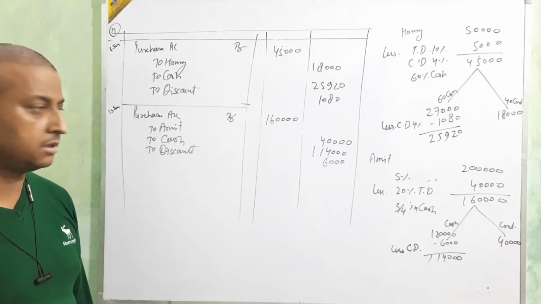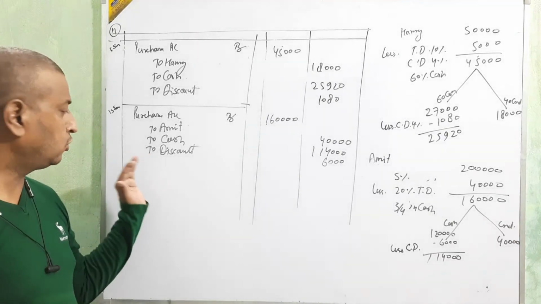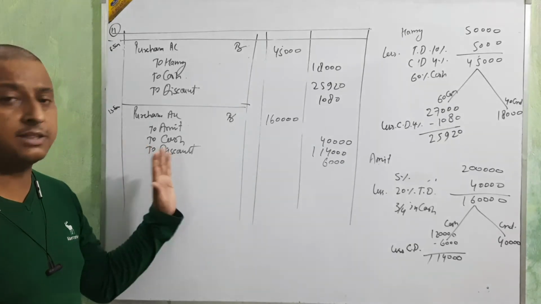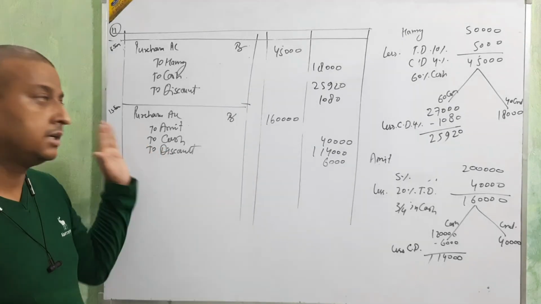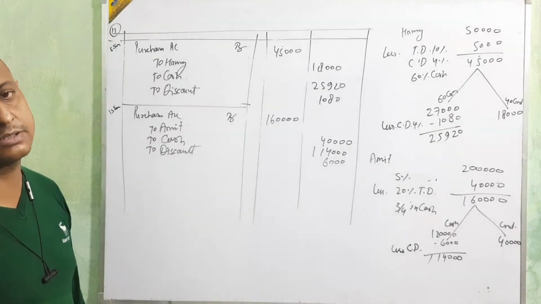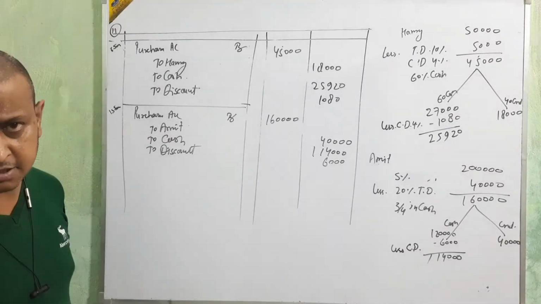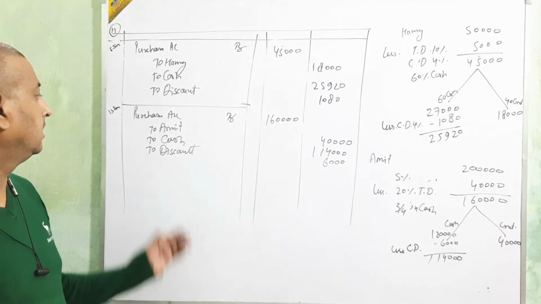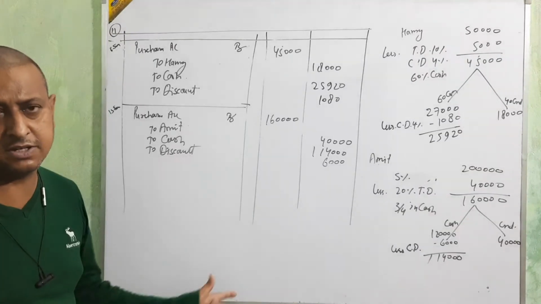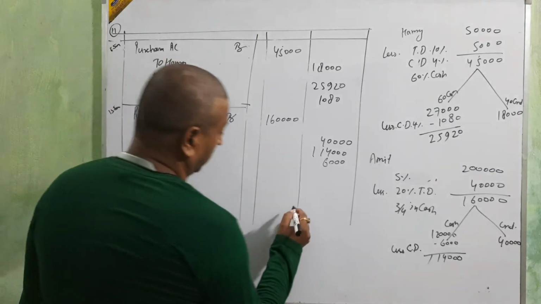Clear or not? Clear beta? How to put all the things, is it clear or not? Amit is credited because he is giving to us, because we are going to purchase from him. Cash we are paying, so credit. Discount we are receiving, so credit. Okay, go for the next.